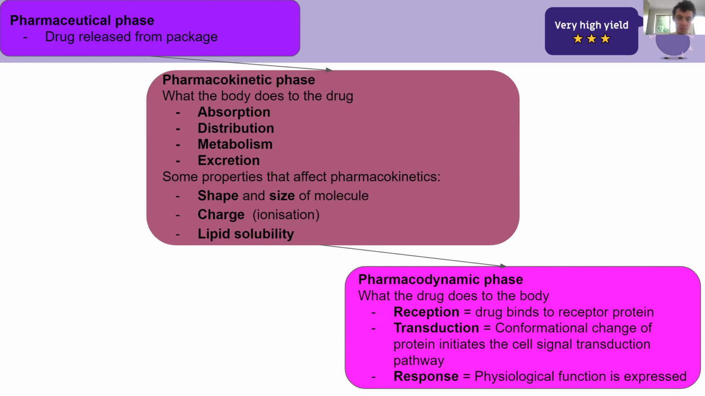So the body's going to absorb the drug, it's then going to distribute it to particular compartments in the body. It's going to have therapeutic effects, then it's going to be metabolized, often through the liver, and after it's metabolized, it'll be excreted. And there are certain properties that affect pharmacokinetics that include the shape and size of the molecule or drug, the charge, whether the drug is ionized, and its lipid solubility, which we'll discuss in a bit more detail. Let's go.